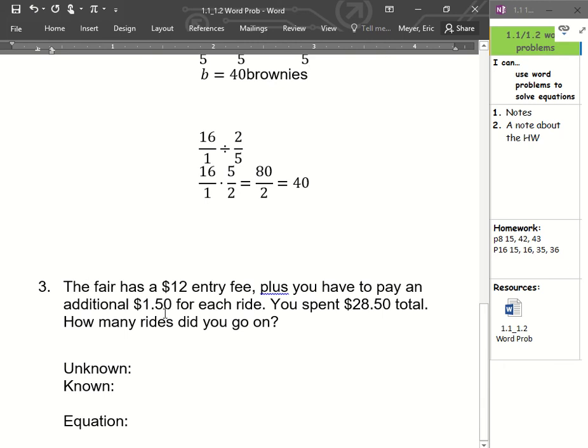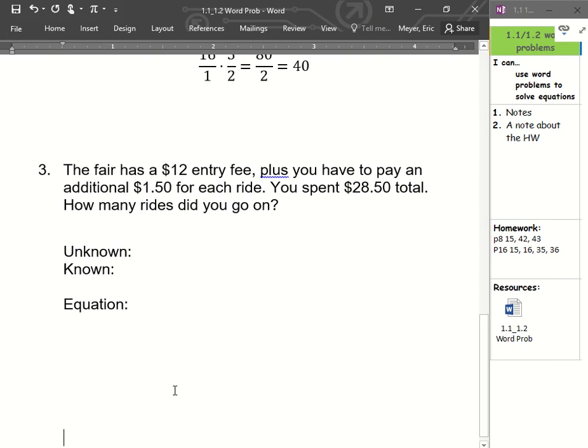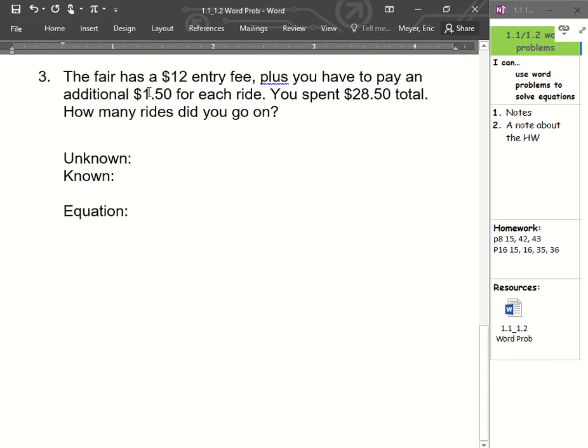Last one. The fair has a $12 entry fee, plus you have to pay an additional $1.50 for each ride. You spend $28.50 total. How many rides did you go on? This question follows a pattern that we're going to see a lot, a linear pattern. That has a starting value, and it has a rate, or a rule. So for this one, we want to know how many rides we go on. That's the unknown. How many rides?